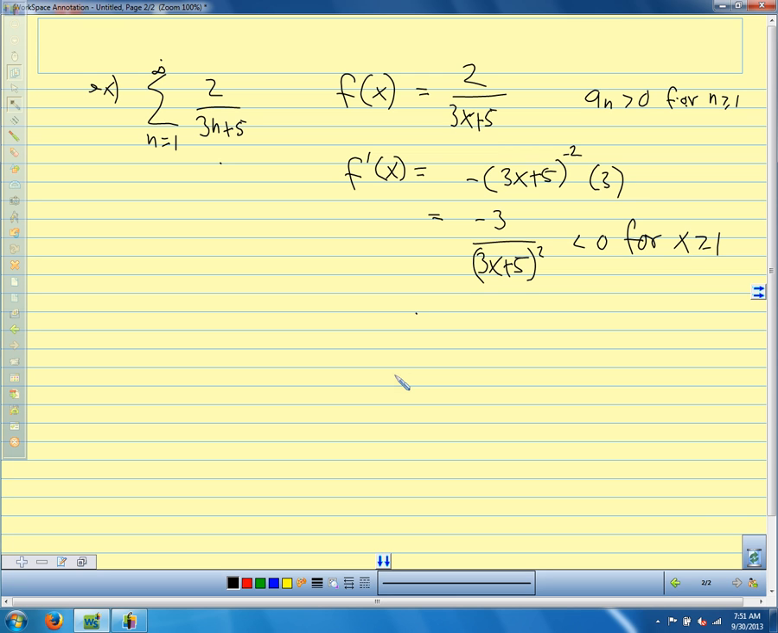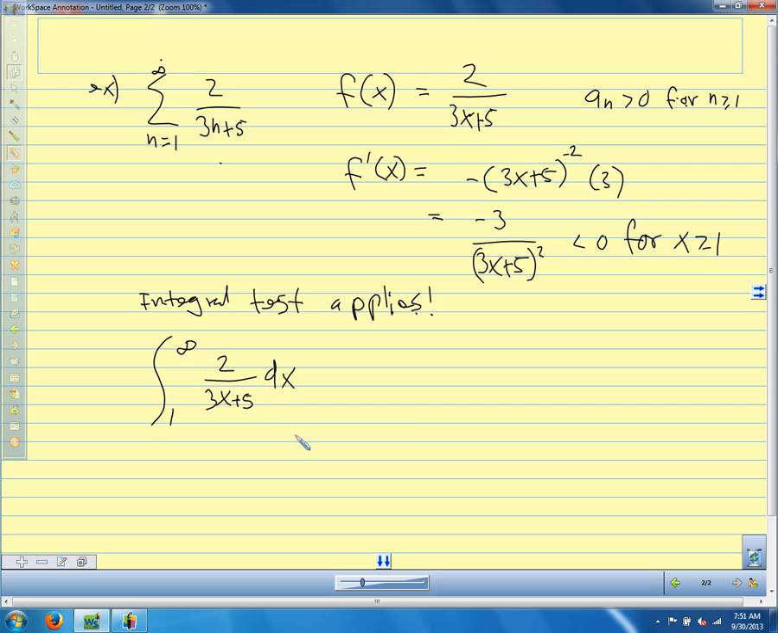So we can apply the integral test. We need to ensure that all the conditions apply before we use the integral test. So I'm going to say integral test applies. We've satisfied all the conditions. We've made a good argument that all the conditions hold. So we're going to look at the integral from 1 to infinity of 2 over 3x plus 5 dx. Do we remember how to do these improper integrals properly?